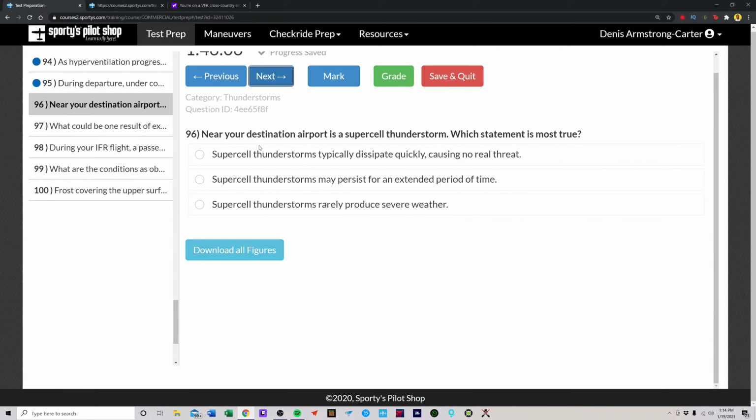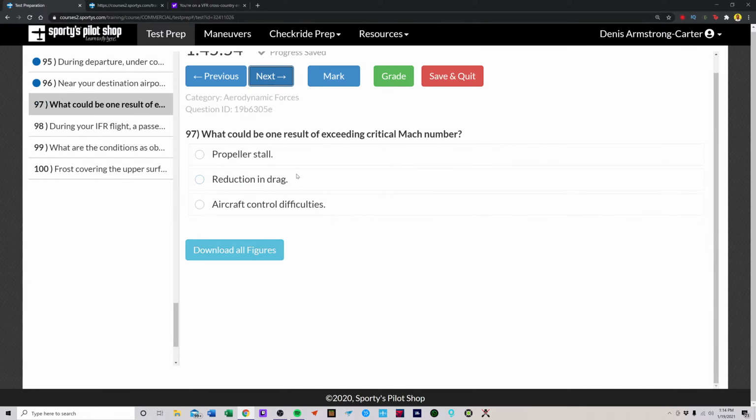Near your destination airport is a supercell thunderstorm. Oh god. What could be one result of exceeding critical Mach number? Oh god. So you're on an Airbus A320, you're flying along, you're at Mach 0.80. That's fast. You should usually cruise around Mach 0.75 to Mach 0.78. So if you get up to Mach 0.80, Mach 0.85, it's going to be aircraft control difficulty. The aircraft's going to start shaking.